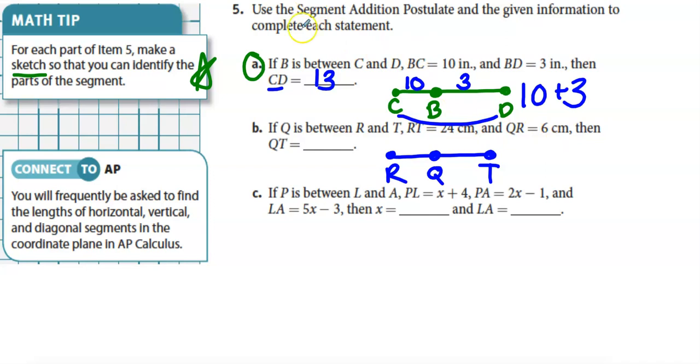So this one actually gives me the whole first. The whole entire thing is 24. How I tell the whole is this big kind of arrow. And then I write 24. QR is 6. So this first part is 6.